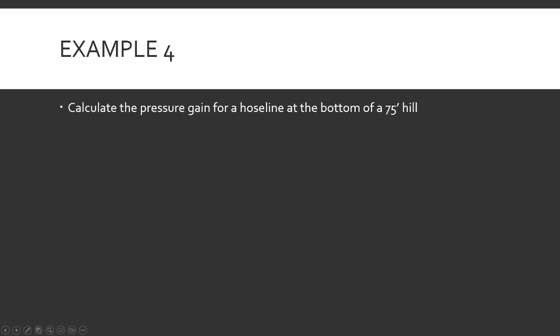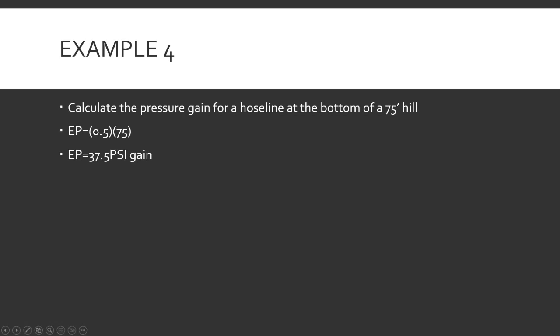Calculate pressure gain for a hose line at the bottom of a 75-foot hill. Elevation pressure, our constant, 0.5, times our height, 75, gets you 37.5 psi gain.